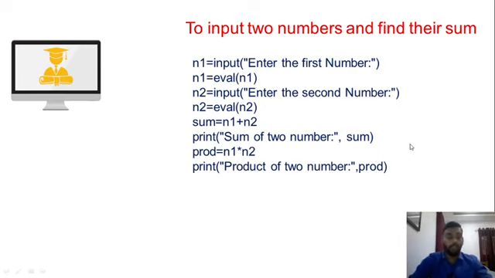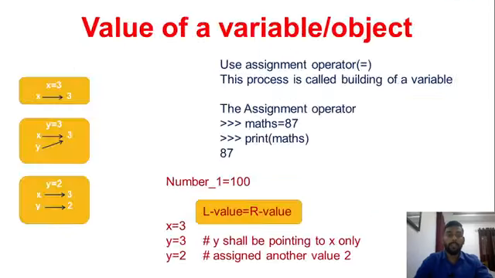Now this is not unfamiliar to you. Input is a function that accepts anything from the user dynamically, and the condition is that the value will be a string. If you want to convert it to an integer type, you have to apply the eval function. You have to evaluate any value to integer type. That's what the eval function does. So input n1, eval n1, input n2, eval n2, then sum and product. This is all for the time being.